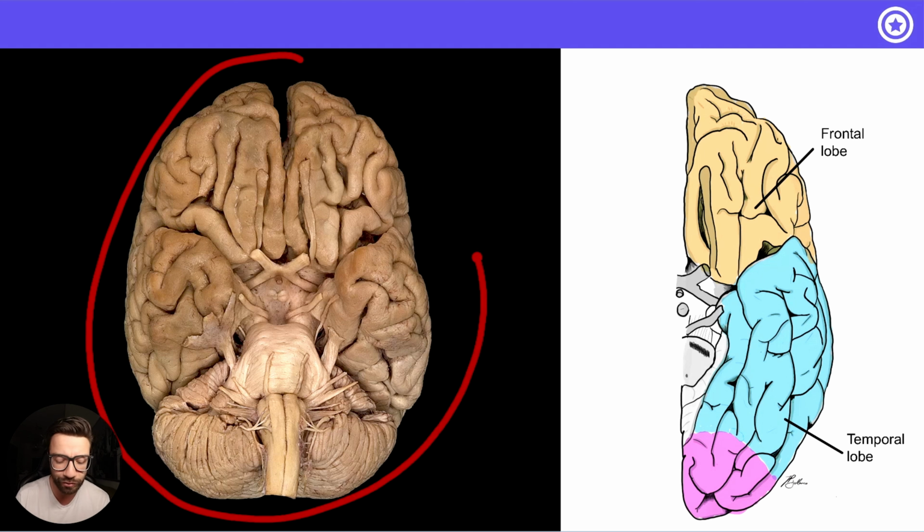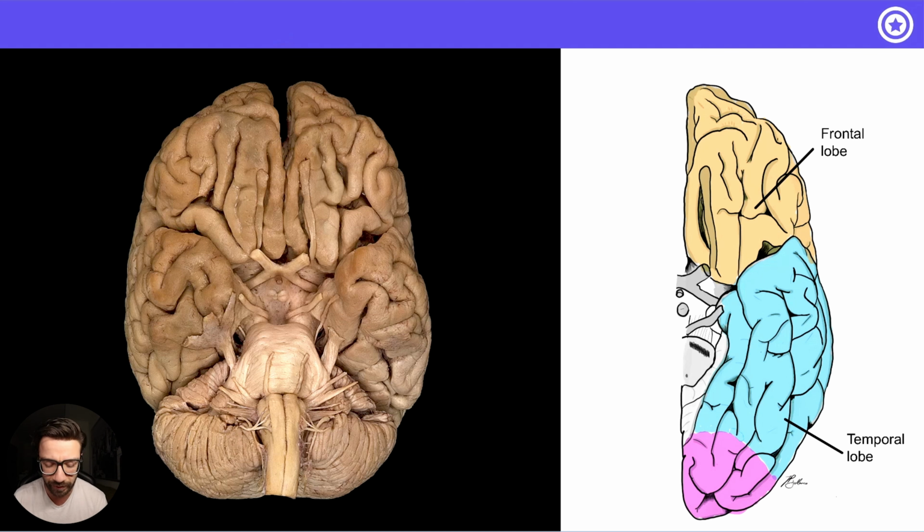This is the entire cerebral cortex. This is also viewed from the inferior aspect. And you can see in this image, we still have our cerebellum intact, whereas in this image, it has been removed just for some context purposes. So let's start anteriorly.